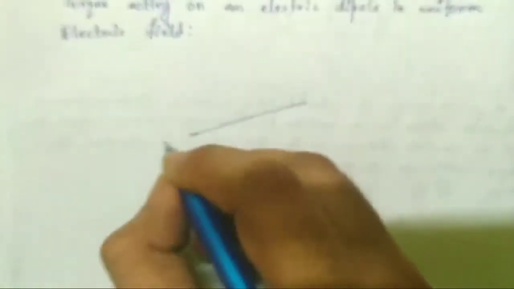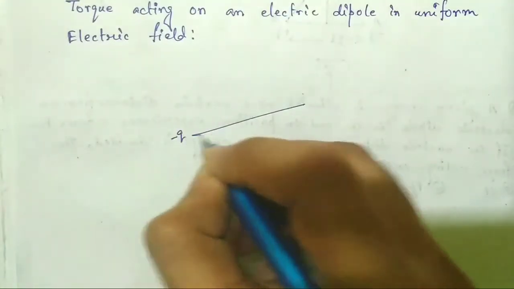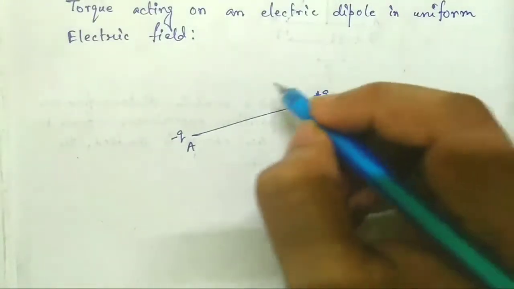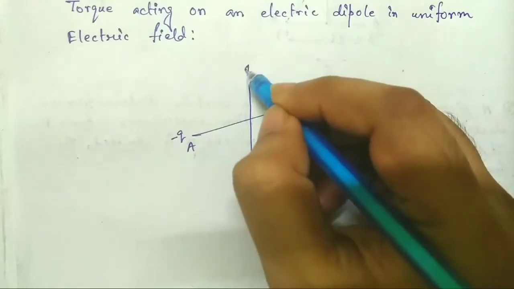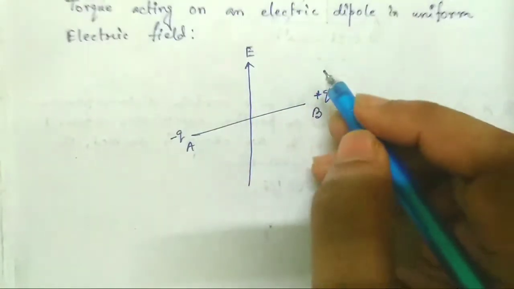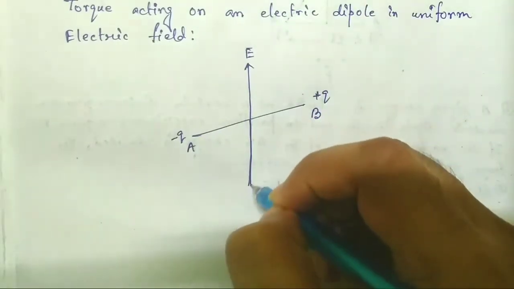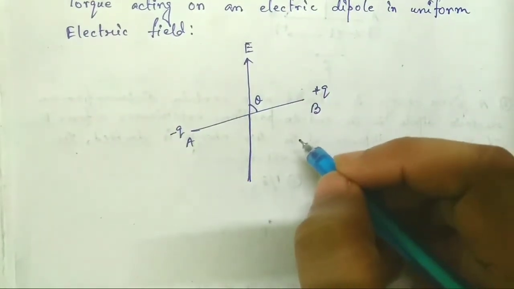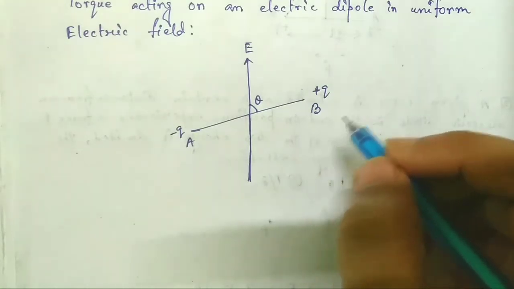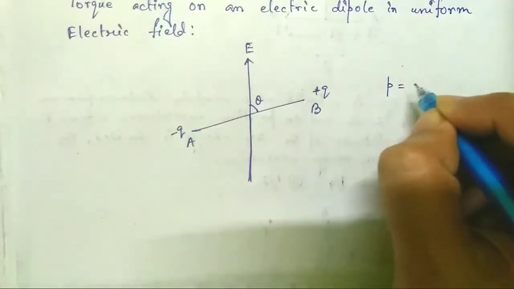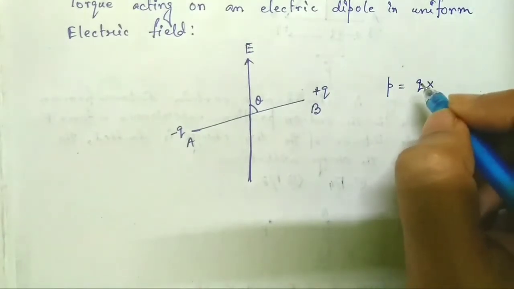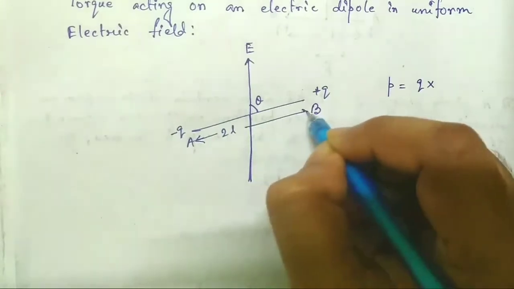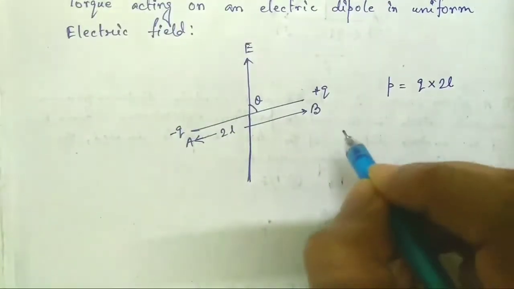Suppose this is an electric dipole, minus Q plus Q. They are placed at points A and B. The electric field is in this direction. The angle between the electric field and the electric dipole is suppose theta. So the dipole moment is equal to Q into, suppose this distance is twice L, so the dipole moment will be Q into twice L.